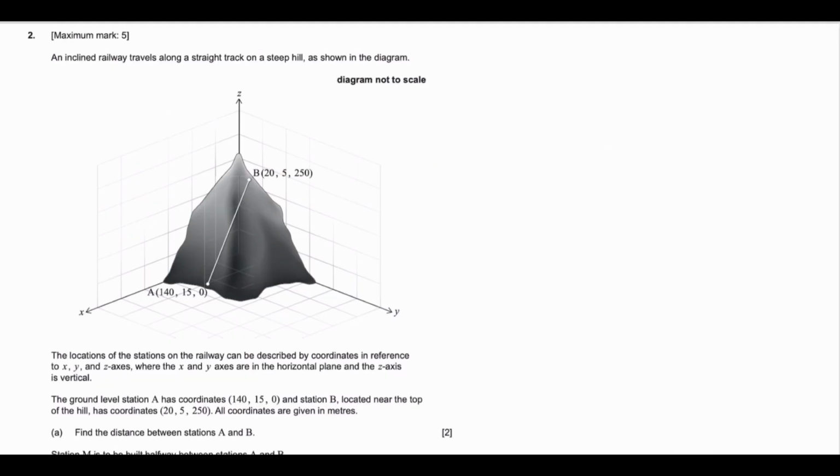Question number 2. An inclined railway travels along a straight track on a steep hill as shown in the diagram. The locations of the station on the railway can be described by coordinates in reference to x, y, and z axes, where the x and y axes are in the horizontal plane and the z axis is vertical. The ground level station A has coordinates 140, 15, 0. And the station B, located near the top of the hill, has coordinates 25, 2, 50. All coordinates are given in meters. Find the distance between stations A and B.